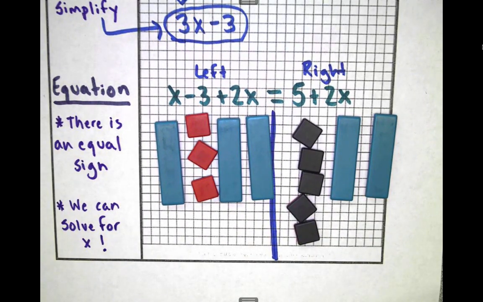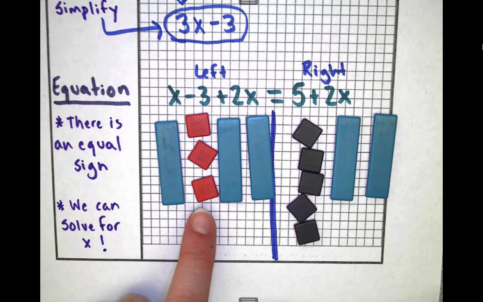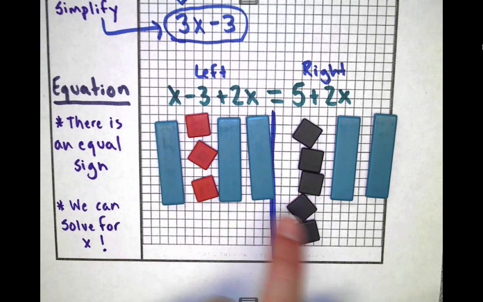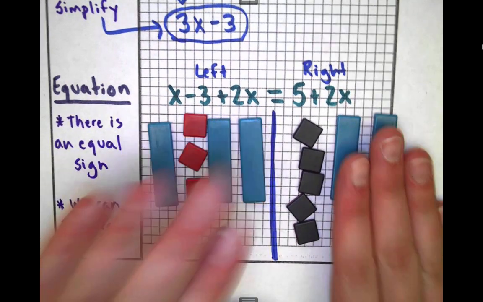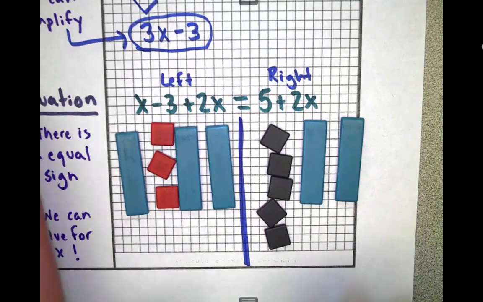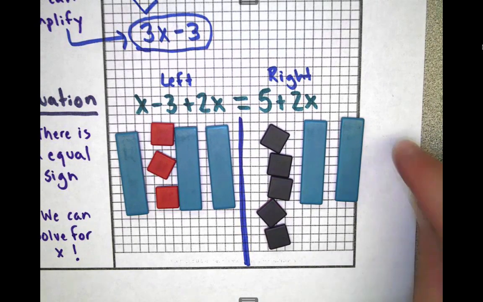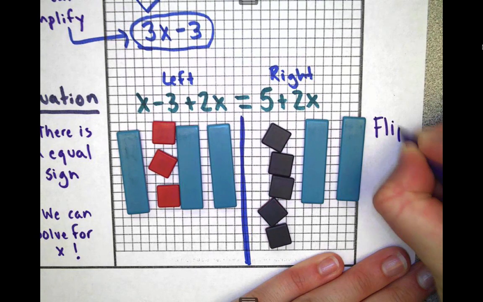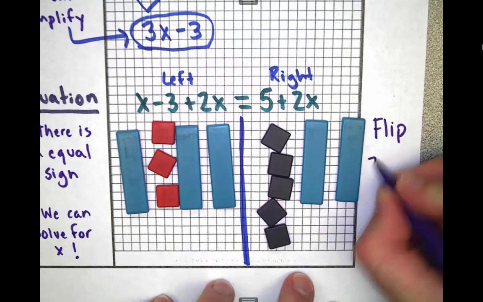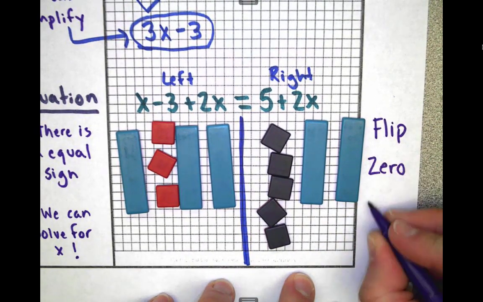It looks like this. X minus 3 plus 2x equals 5 plus 2x. And we are going to go through what we call our legal moves. So there are 3 legal moves that we can use. I'm going to write them over here. We learned them in the last video. We can flip, we can zero, or we can balance.